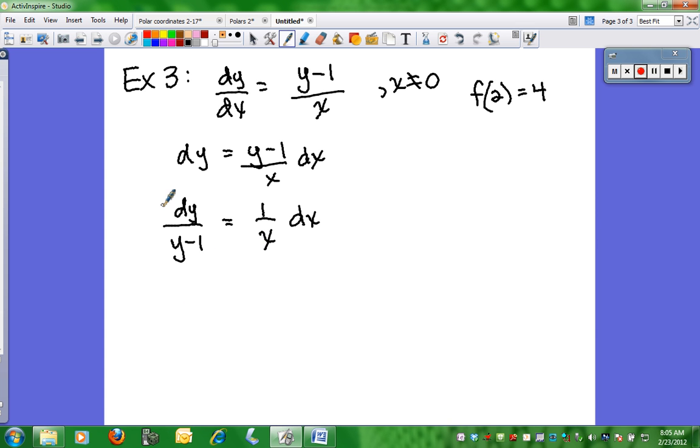What are we going to do here? We're going to take the antiderivative of both sides. I will do the hard part for you. Here is the antiderivative of 1 over x. You all know it is the natural log of the absolute value of x plus c.